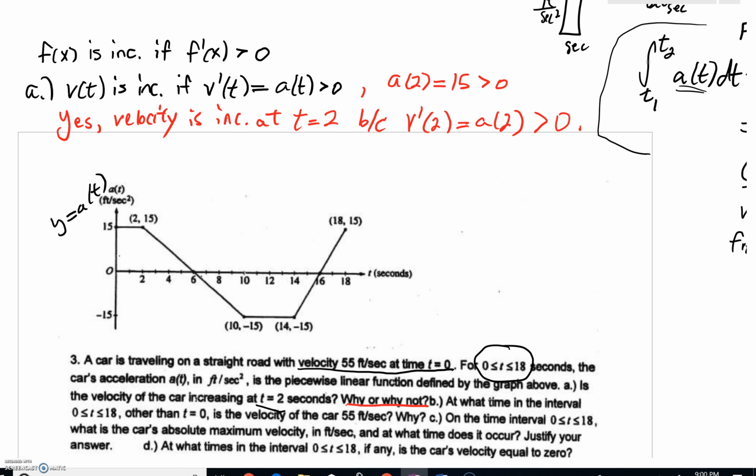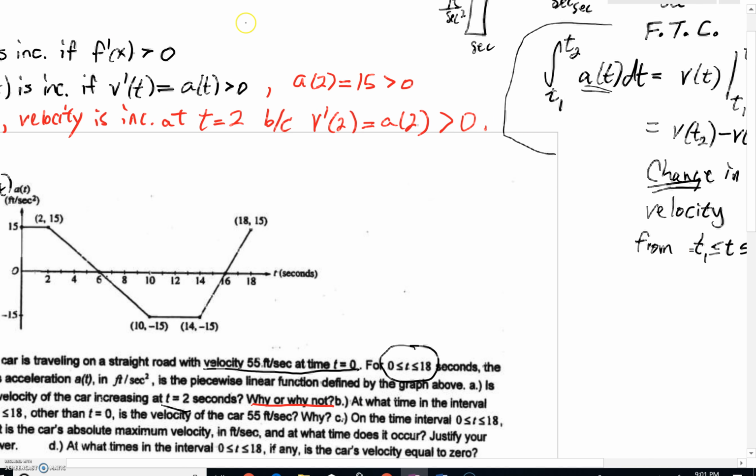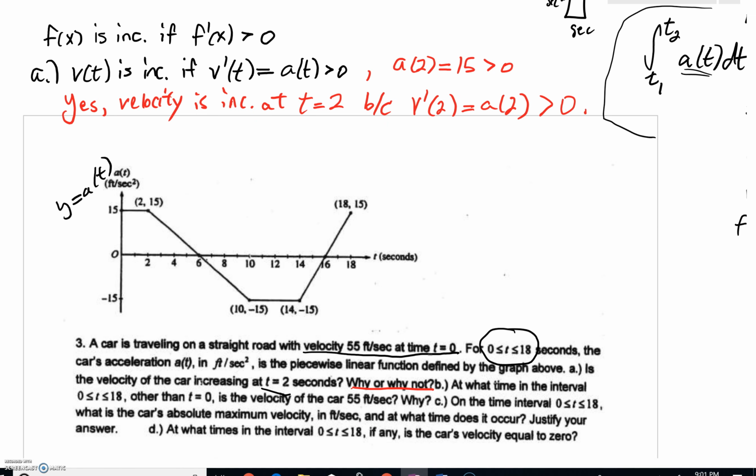But as we're reading ahead, you can take what we just talked about as a great summary. They're saying at what time other than 0 and 18 seconds, at what time in that interval is the velocity of the car 55 feet per second? At what time other than t equals 0 is the velocity there, and why? Well, my goodness, as we think about it, let's just look right here. If we were to just integrate here, and why am I picking that?